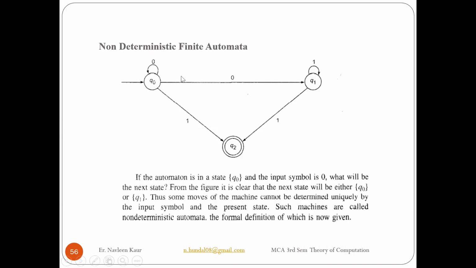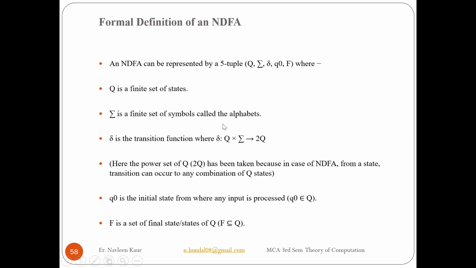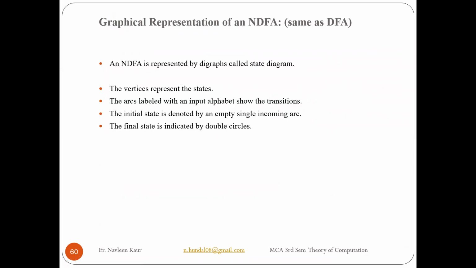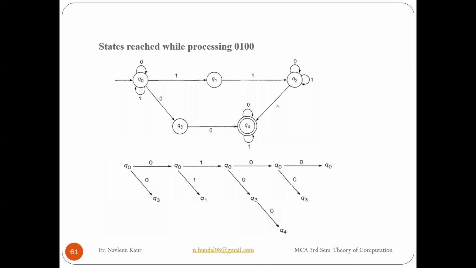The only difference is that some arcs represent the same input alphabet more than one time. Can you see? From Q0, 0 is represented 2 times. From Q1, 1 is represented 2 times. It means the outputs are not fixed. Otherwise, the state diagrams with which you represented DFA are the same way you represent NDFA.